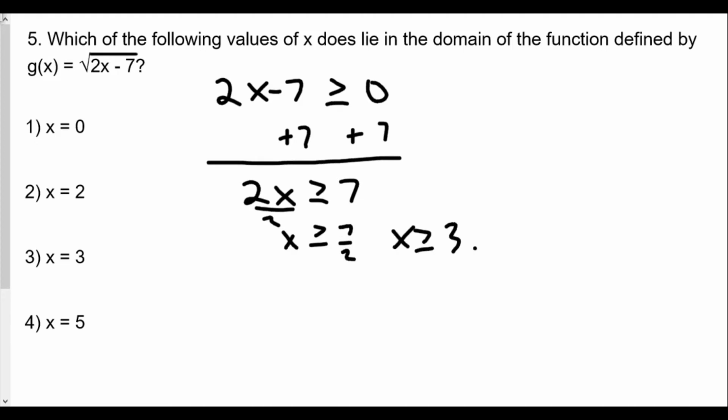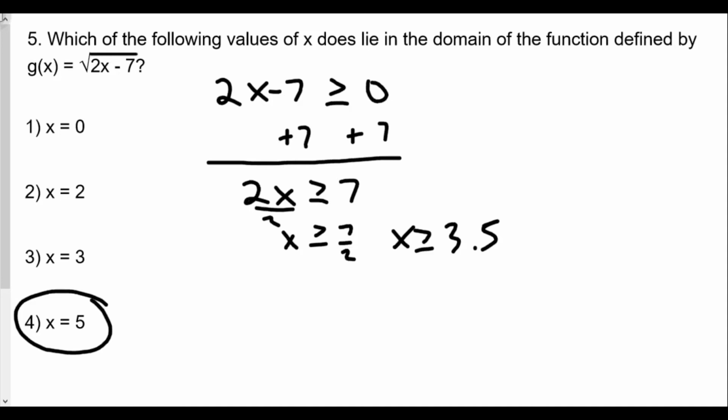And I think I might have jumped ahead of the question we were looking at before, but we'll take a look though. So x has to be greater than or equal to 3.5. Well, which number is greater than 3.5? Well, heck, it's got to be x equals 5. So here we see 3 cannot work out. 2 or 0 would make our radical negative.